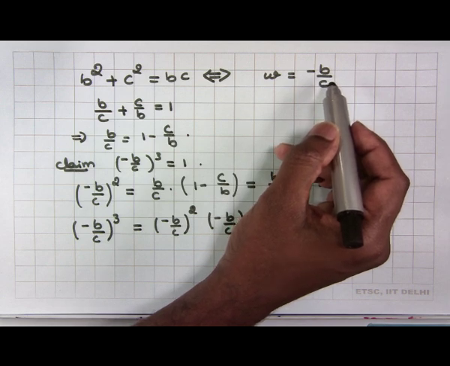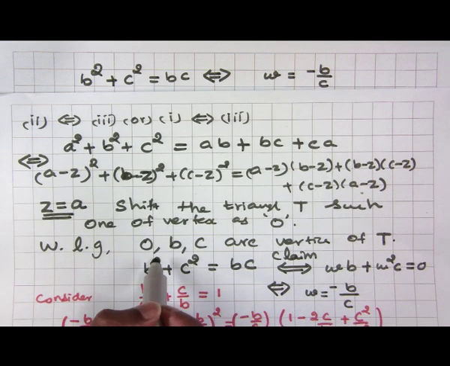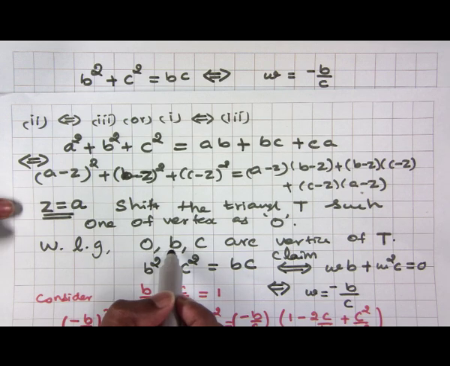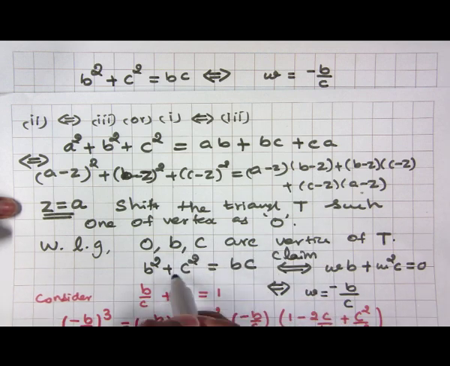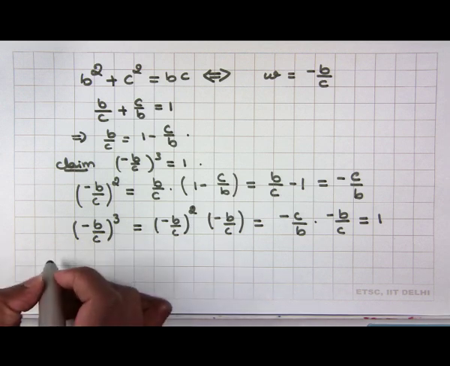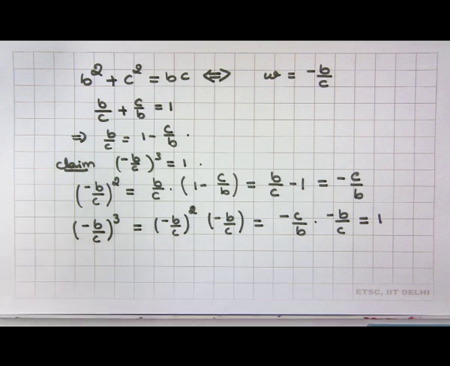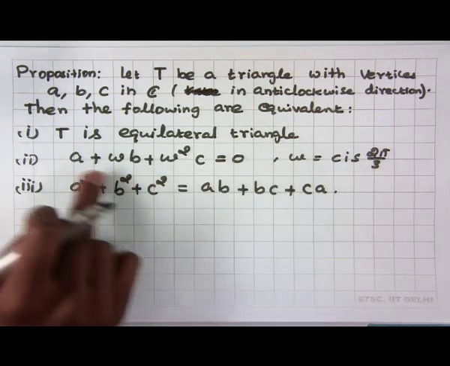Hence, we are able to show that the triangle with origin as one vertex and other vertices B and C is an equilateral triangle if and only if these two equations are satisfied. But we know that once this equation is satisfied, the triangle must be equilateral, which we claimed before. So, hence we proved the following assertion: T is an equilateral triangle if and only if it satisfies any one of the conditions.